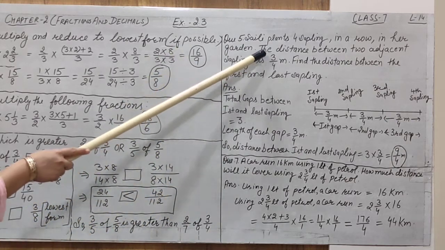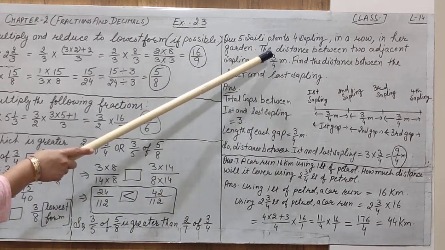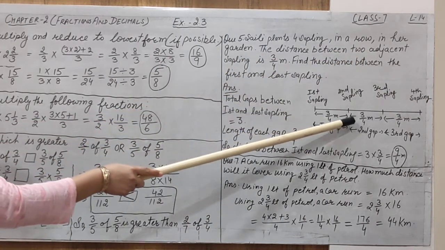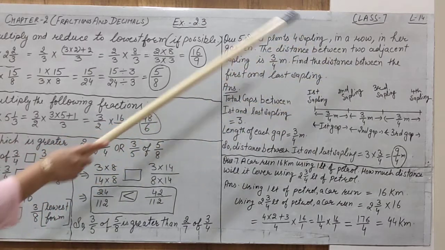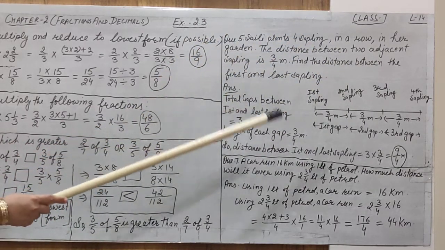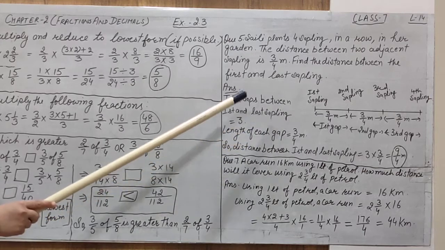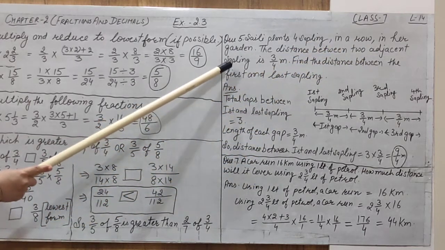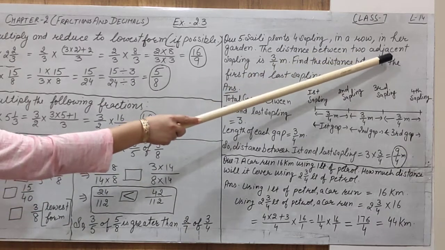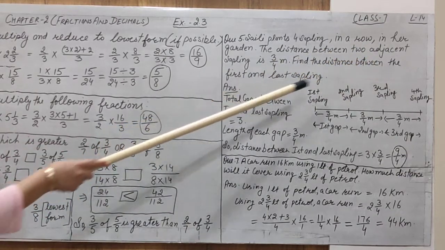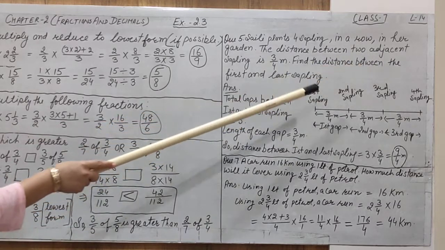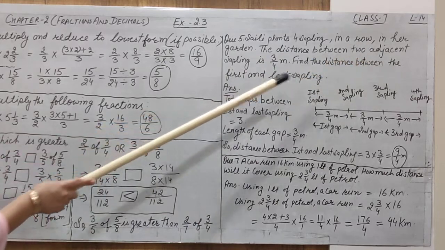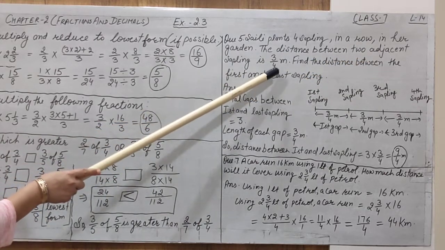Next, the distance between two adjacent saplings. Adjacent means the next one. Adjacent is the one that comes right next to it. Like 1 and 2 are two numbers adjacent to each other. The next sapling, that is, between first and second, between second and third, between third and fourth. Adjacent means saplings that are next to each other. So the distance between two adjacent saplings is 3 by 4.